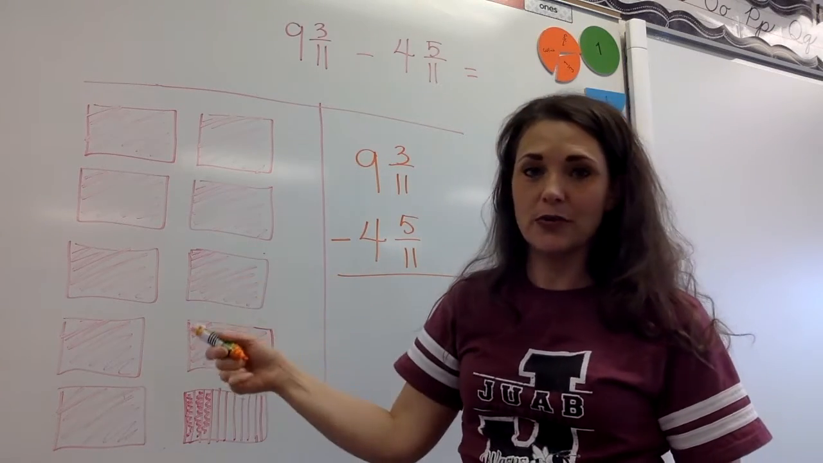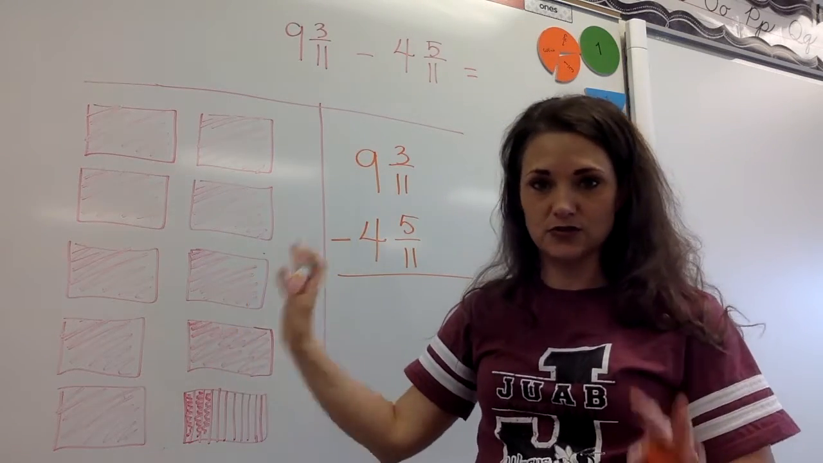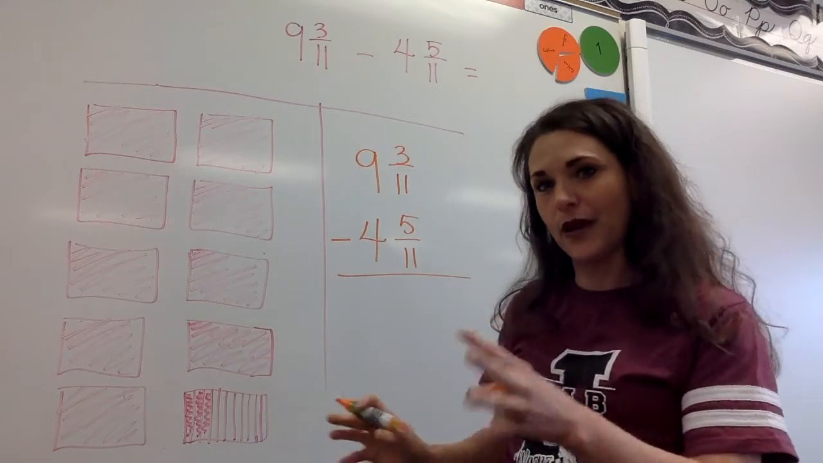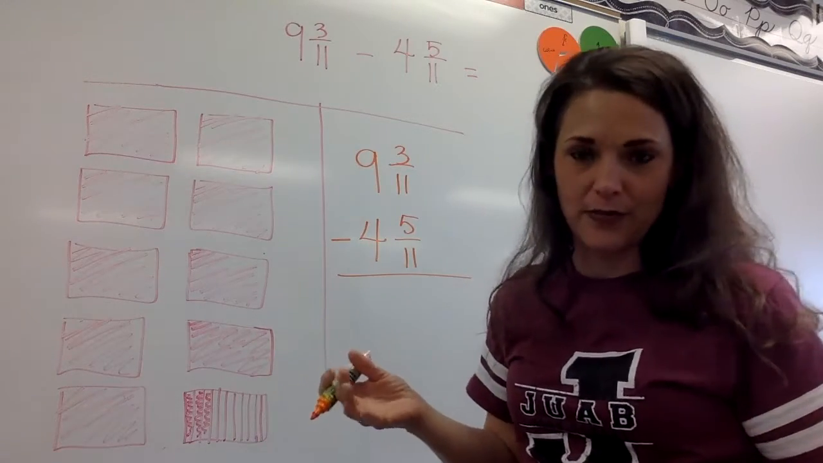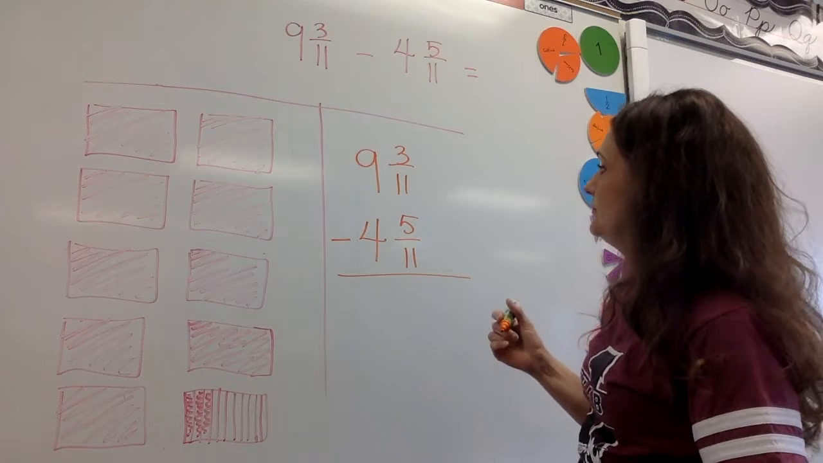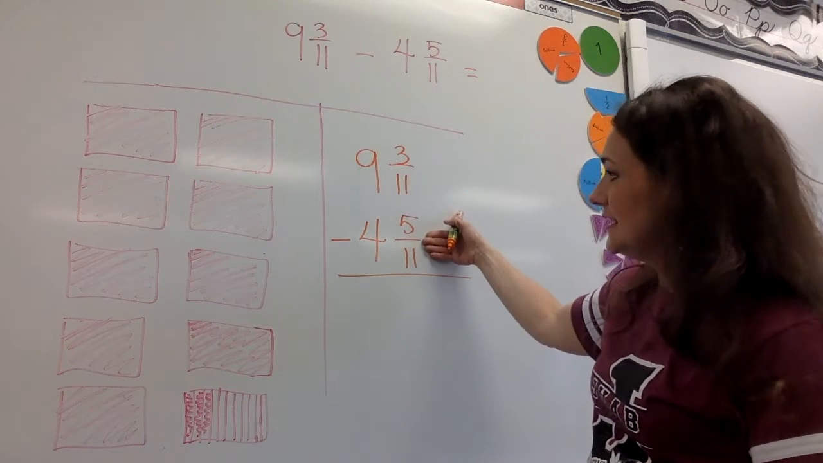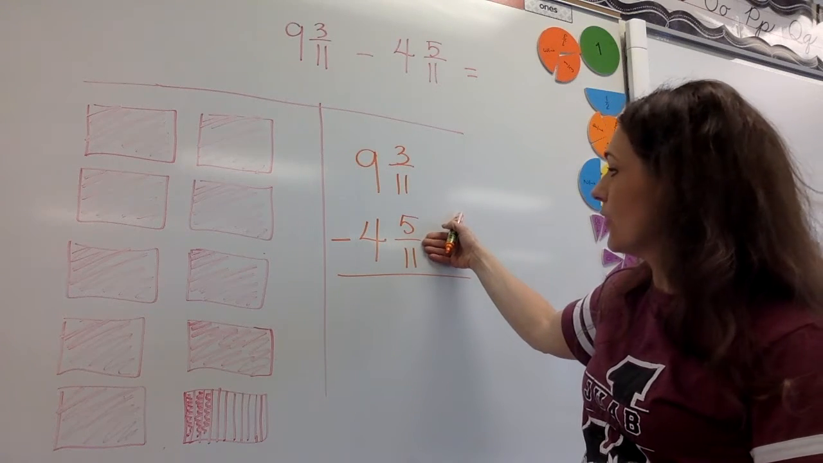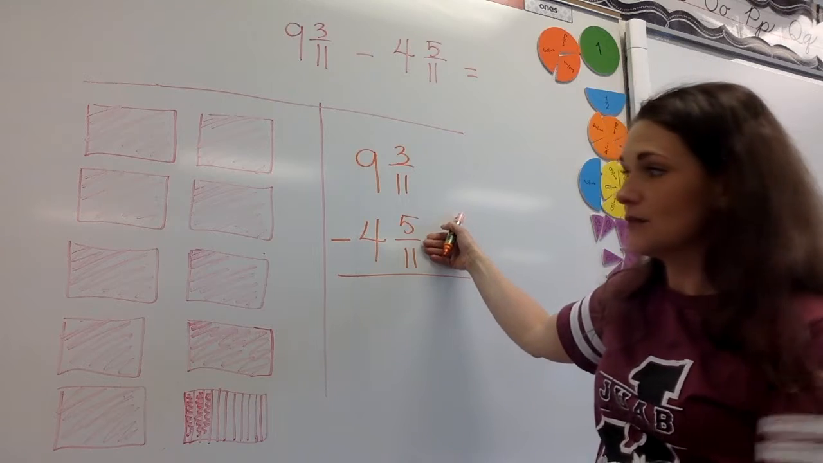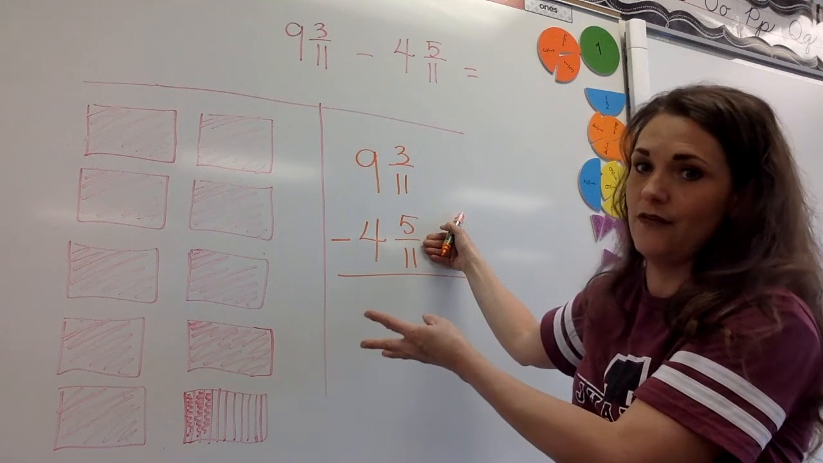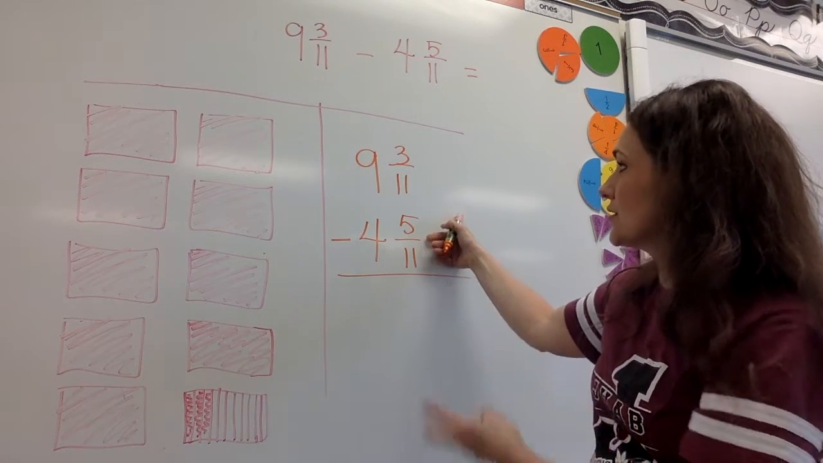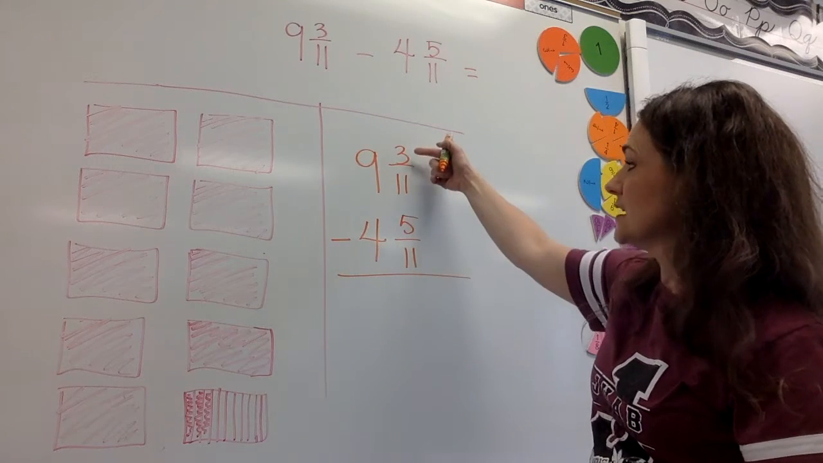So I'm just drawing a picture. You don't have to draw the picture, but I'm drawing it so that we can compare back and forth what is really happening when we're subtracting. So first thing I need to do is subtract 4 and 5/11. So that means I'm going to cross off 4 and 5/11 over here. Now I'm going to start with subtracting my 5/11.